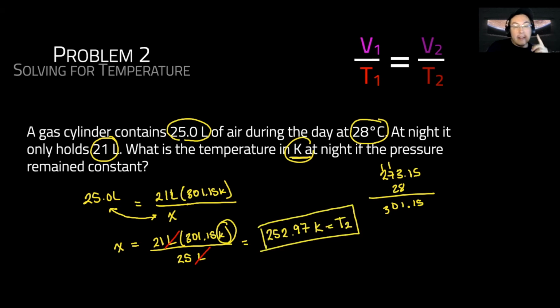Now, again, this question is asking for the temperature in Kelvin. Because the unit being left over is Kelvin, we're fine, we're done. But if the question asks for Celsius, then you would need to subtract the 273.15, which is our standard unit for temperature, so we can get the temperature in Celsius. In this case, we don't need to do that, so we're done.